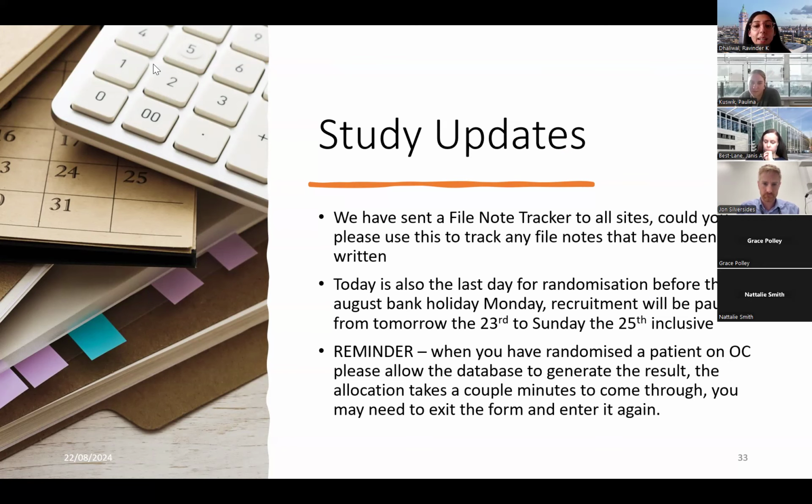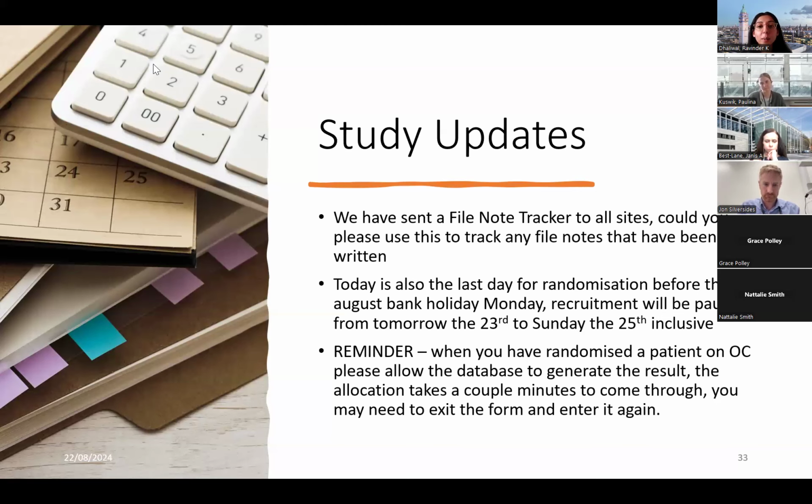Today is also the last day for randomization before the August bank holiday. For some of our newly open sites, it might be a bit confusing, but it's because the college is closed on bank holidays, which means our central lab is closed. So this is why we pause recruitment over bank holidays, to ensure that there's not too much of a delay in getting your PCT results. You can begin recruitment again on Monday, and the lab is open from Tuesday to start analysing the samples again.